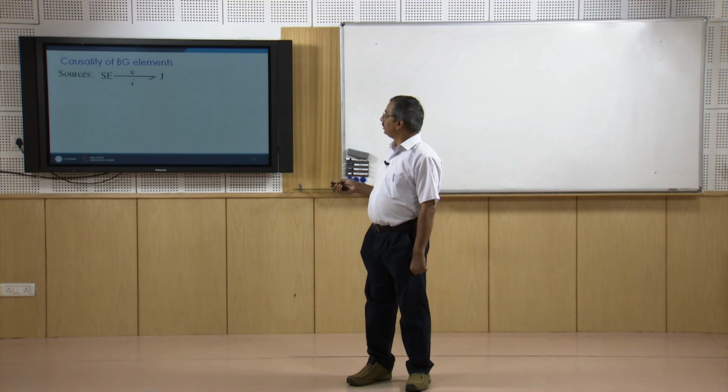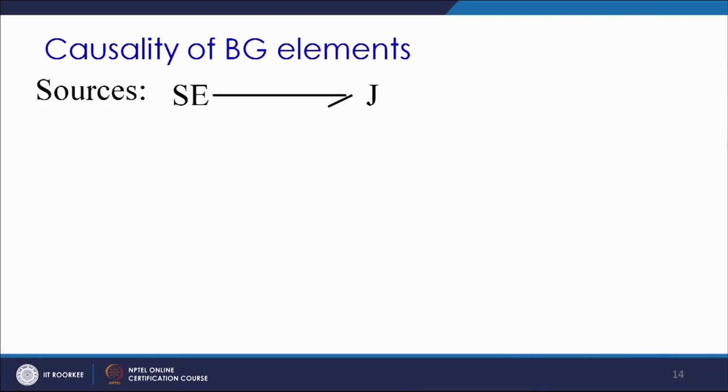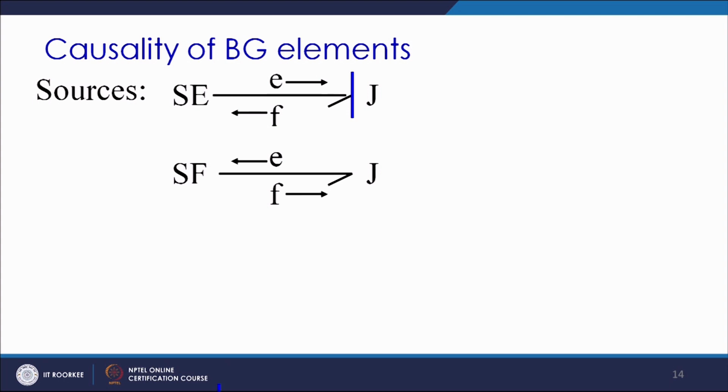So, you know that a source of effort will always be imparting effort to a junction. So, here you will have the stroke and here there will not be a stroke. Then we have the source of flow. A source of flow will always be imparting flow to the junction. So, here there will not be a stroke, and here you are going to have the stroke.